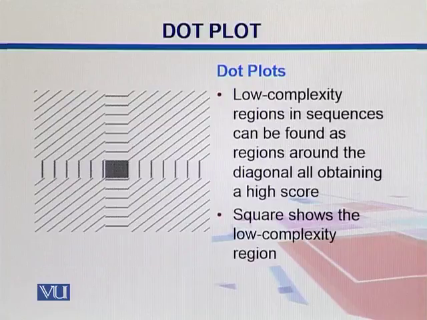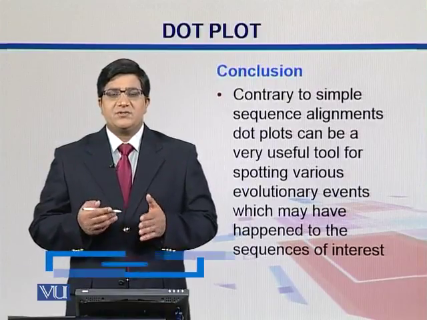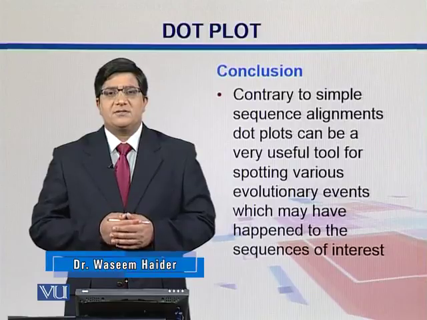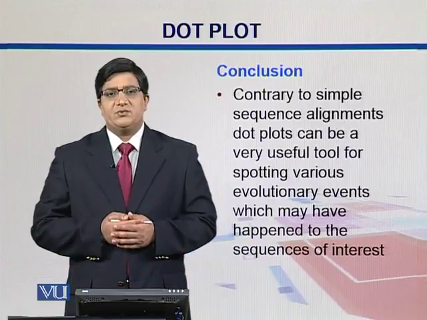Low complexity regions can be found as the regions around the diagonal, all obtaining a high score. So a square shows a low complexity region. Those are regions where we are not sure what's going on, so they look like this. In this section, we observed that simple techniques like dot plots can be really useful in getting some evolutionary relationships between two sequences.